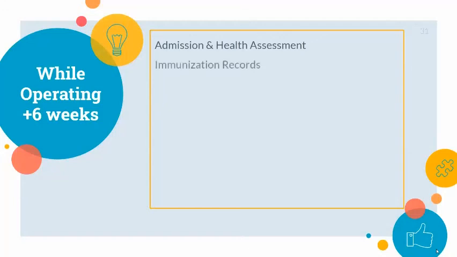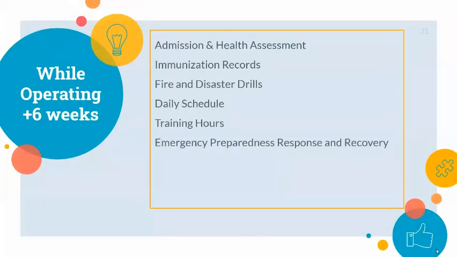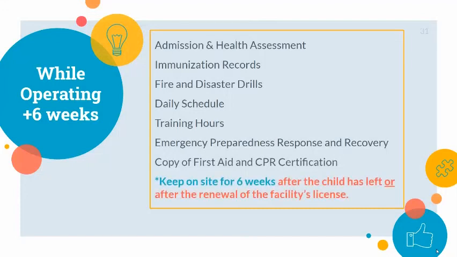Admission and health assessment, immunization records, fire and disaster drills, daily schedule, training hours, emergency preparedness response and recovery, and copies of first aid and CPR certifications should all be available whenever the facility is operating year-round and will be checked at your annual announced inspection. But if you close or if a child has left the facility and is no longer a child in care, then you need to keep those records on site for 6 weeks after having closed or after the child leaves.